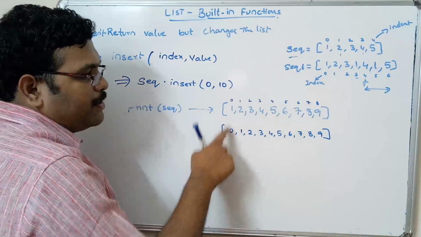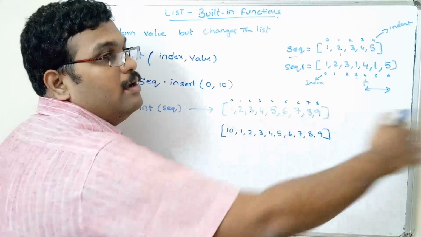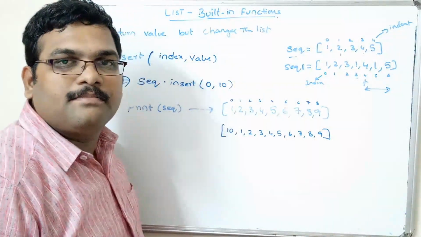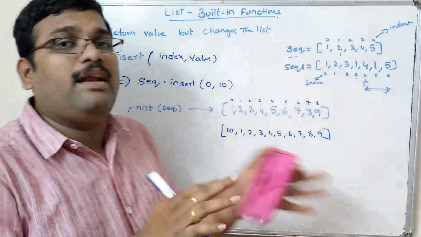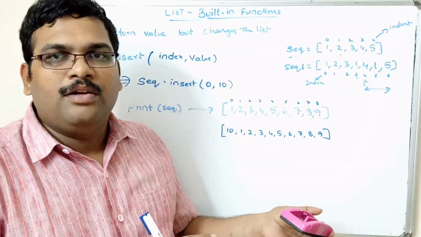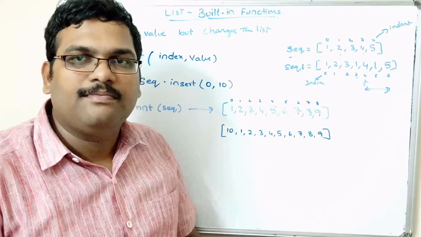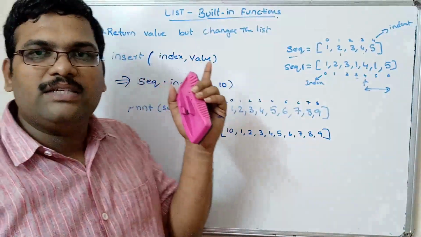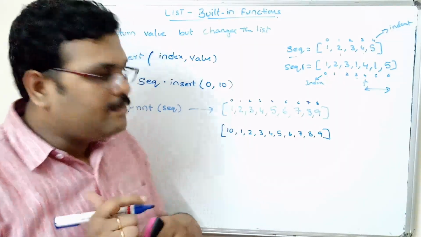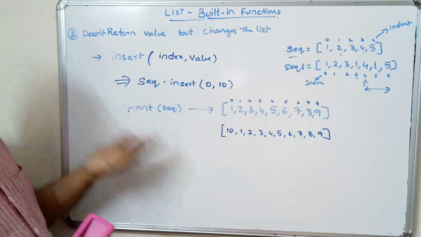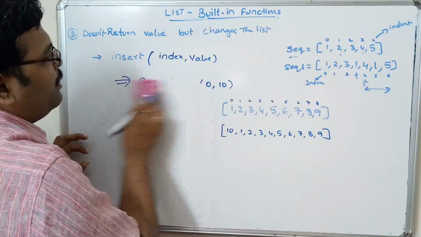So at the position 0 the value is inserted and all the remaining elements will be moved to the right side. Hope you understood. There is a slight difference between the insert, extend and append functions. So append will always insert the element at the end of the list. Here we can mention the index where we want to insert the element. Right. Next function is remove. Now how to remove an element from the list?